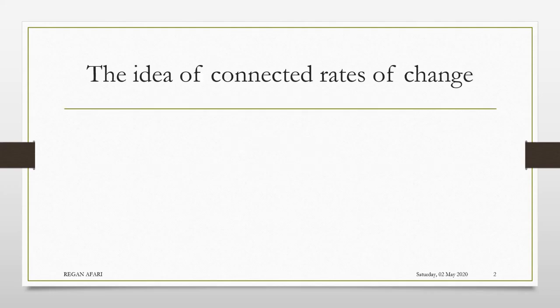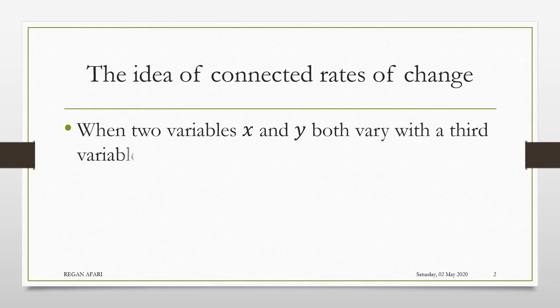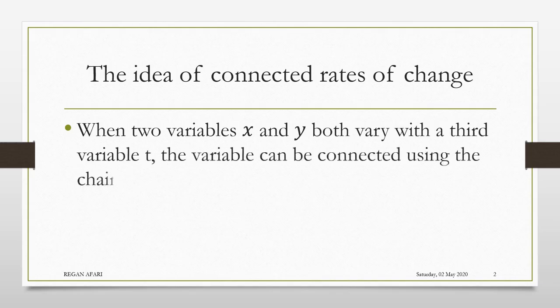So what is the idea of connected rates of change? You may be given two variables, x and y, and they are both varying, let's say with time. So we have variable x, variable y, and another variable, time t. These three variables, we want to connect them in a single equation.